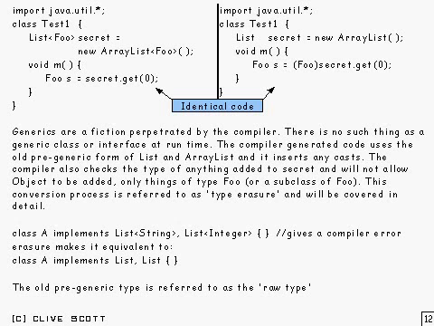Right, so I'd just like to make a few things clear. First of all, generics are a fiction perpetrated by the compiler. It's a complete illusion done by the compiler. There's no such thing as a generic class or interface at runtime. It's all done at compile time.